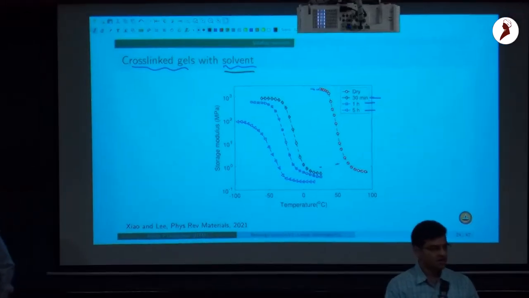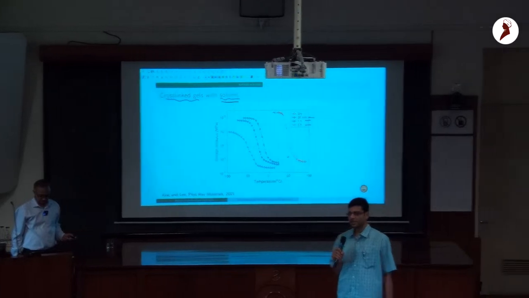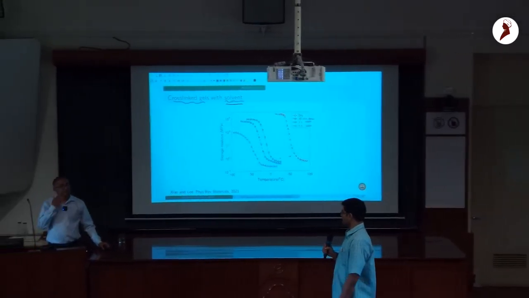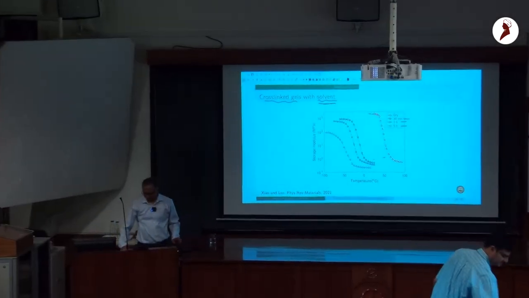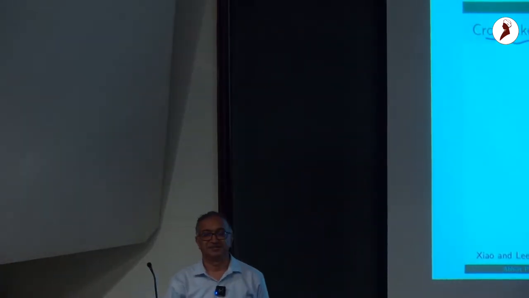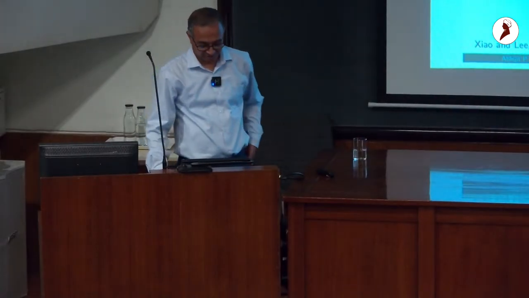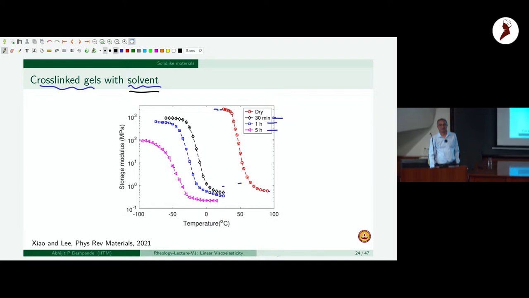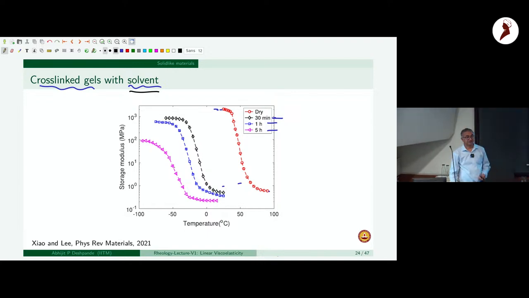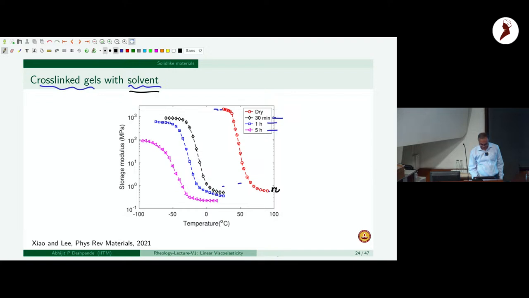Okay. Good morning. So we'll get started. This will be the third lecture of the series. We were looking at the linear viscoelastic response of a few material systems, and we looked at a system where you have a plasticizing action of the solvent which changes the glass transition, and therefore the temperature at which you see this transition from the rubbery to the glassy phase.